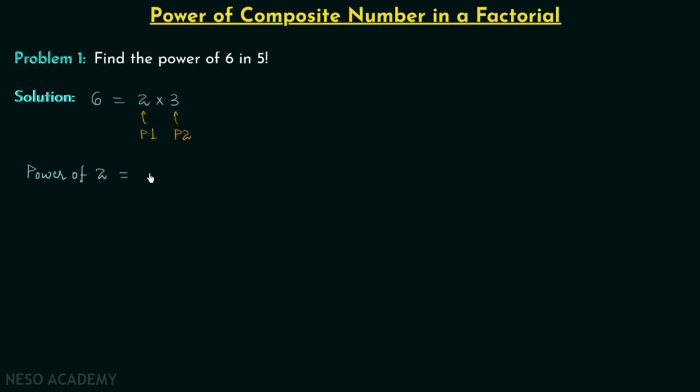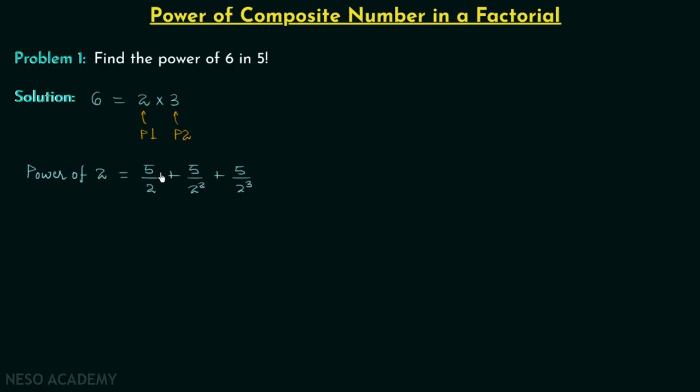in 5 factorial. And from the previous lecture we know it will be equal to 5 divided by 2 power 1, which is 2, plus 5 divided by 2 power 2. This will give us 4. 4, the denominator is less than the numerator, so we will take one more term, 5 divided by 2 power 3. 2 power 3 is equal to 8, and 8, the denominator, is larger than the numerator, and that is why we will stop here.